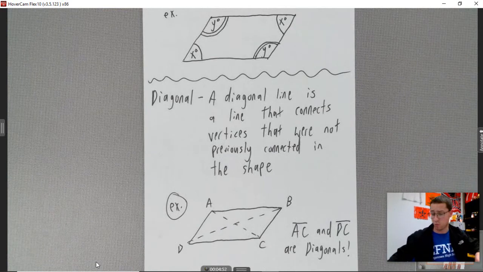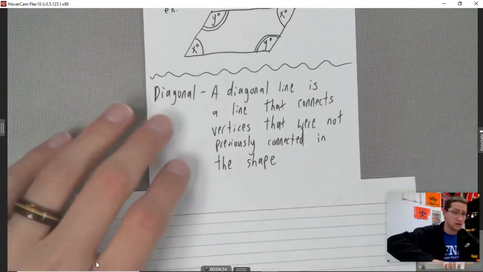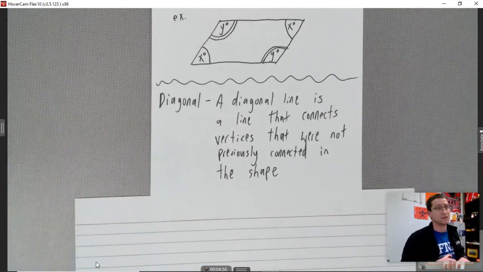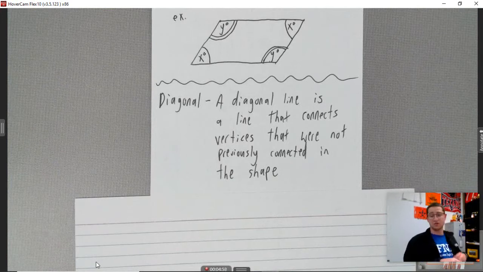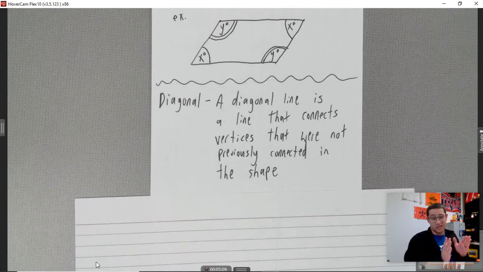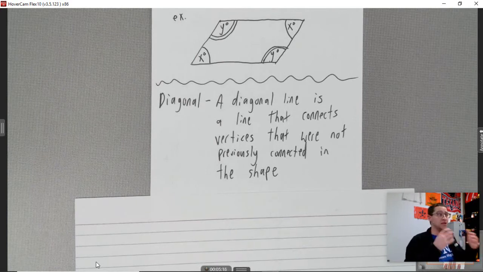Okay, a little bit of a break here. Let's talk about this word diagonal. Now, in the context of parallelograms, diagonal does not mean slanted. Yes, parallelograms have slanted lines. And yes, typically you're either walking straight or you could be walking diagonal. We understand what that means in a different context. But in geometry, diagonal means the following.